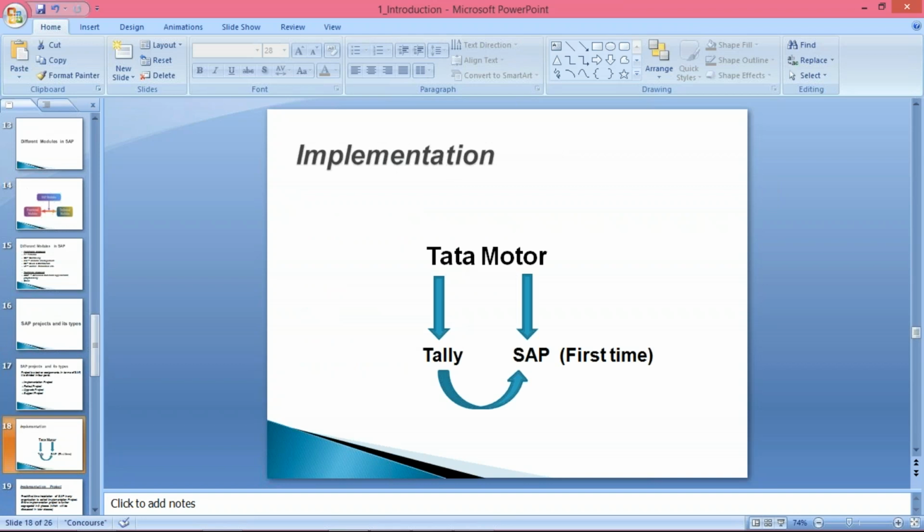Since I gave the example of Tata Motor initially, just take the example of Tata Motor itself. Now I'm talking about an implementation project. Let's suppose Tata Motor is using a different ERP. That ERP is called Tally. Tally is a very small ERP, guys, but Tata Motor is a very huge organization.